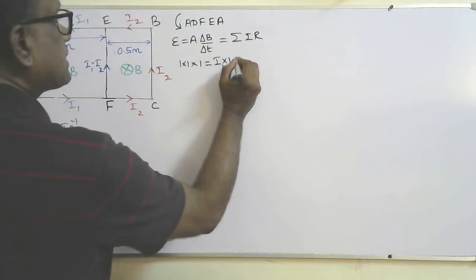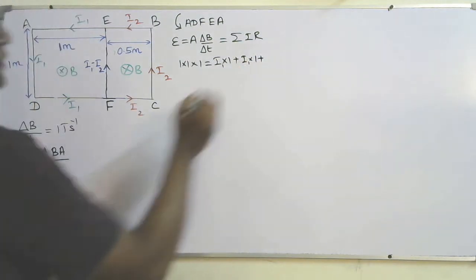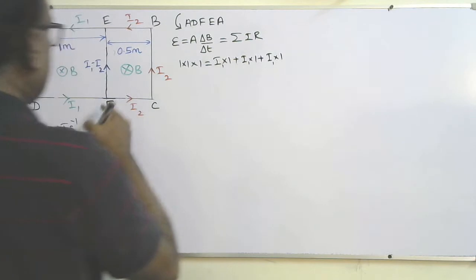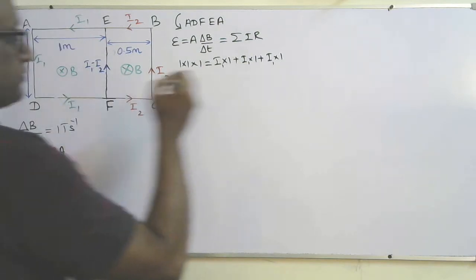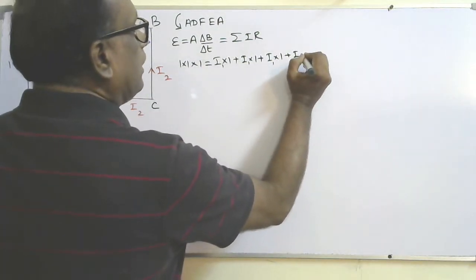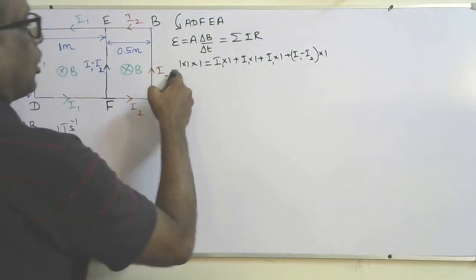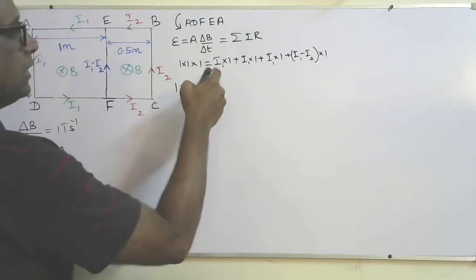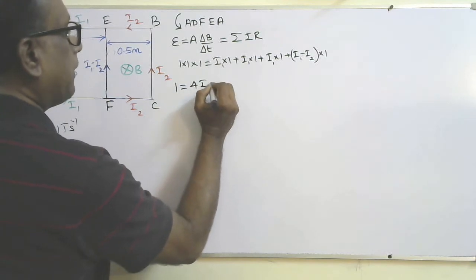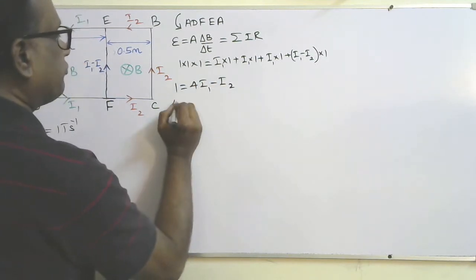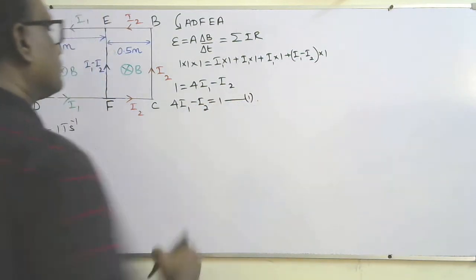I1 into 1 plus here also I1 into 1, plus here also I1 into 1. Here I'm taking the anti-clockwise direction. The current also I took as flowing in anti-clockwise direction. So that will be I1 minus I2 into 1, because that length also is 1. So we'll solve it. This 1 equals I1, here also I1, so 4I1 minus I2. So I can say 4I1 minus I2 equal to 1, the first equation.